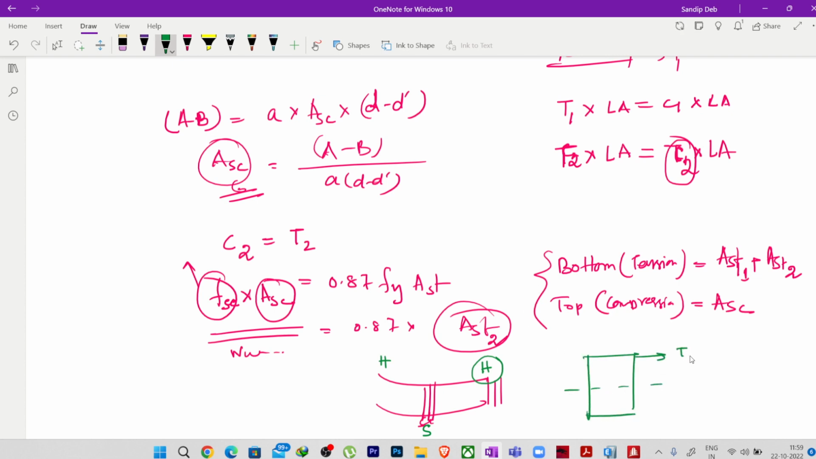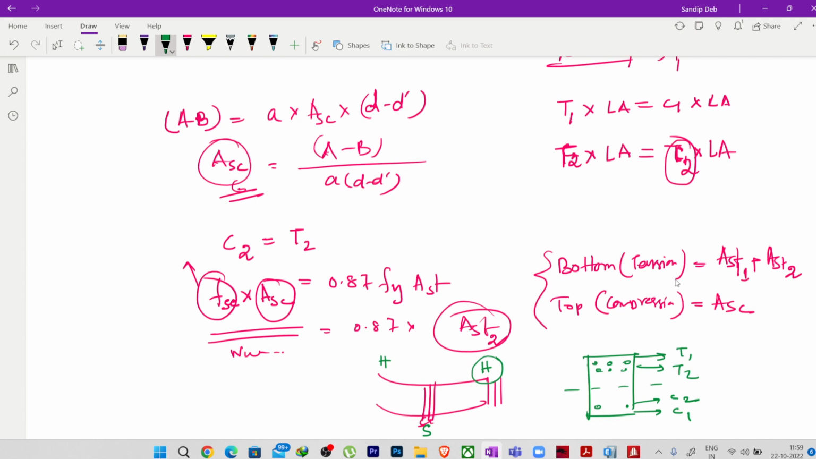So here we will provide T1, T2, and here C1 is taken by concrete, and then we will be providing C2 to create the additional moment of resistance. So the same process, just the area where we will be providing this reinforcement will be opposite. Okay. So I hope the beam design process, the flexural design of beam, is clear to all of you.